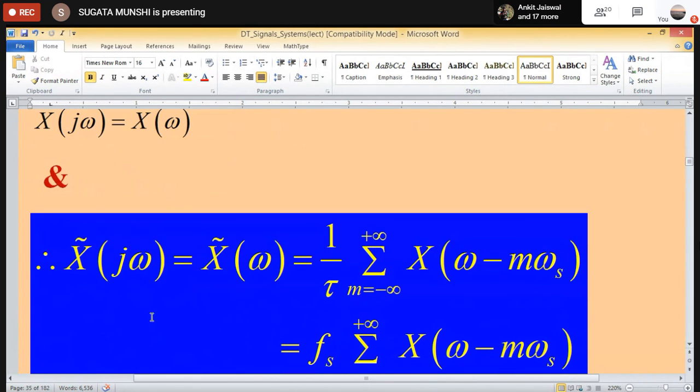So this is X hat of omega. That is the expression, or instead of 1 by tau, you may also write f s, the sampling frequency. So what will happen if you sketch X hat of omega as a function of omega? Will it be a unique sketch or unique plot, or will it depend on certain conditions?